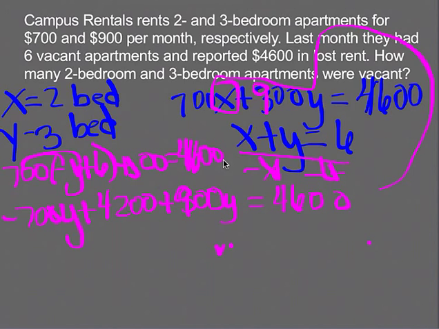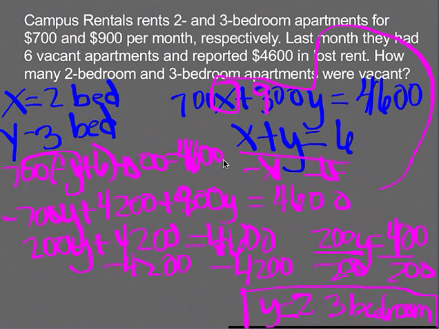Now let's add those together. Negative 700 plus 900 is going to give me 200Y, plus 4,200 is equal to 4,600. So I'm going to start by subtracting 4,200 from both sides, and then I end up getting that 200Y is equal to 400. I'm going to divide both sides by 200, and I end up getting 2. So there are 2 3-bedroom apartments.